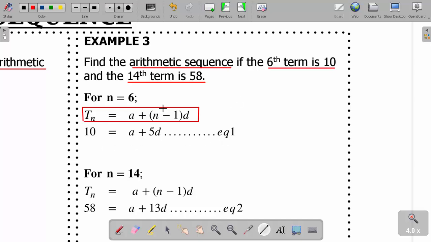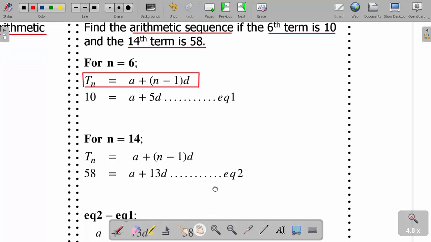Also, don't forget that they said the 14th term is 58. So if I put 58 here, the n must be 14. What is 14 minus 1? I'm going to get 13 times d. That is 13d, then plus a. So it's going to be 58 equals a plus 13d. That's equation 2.